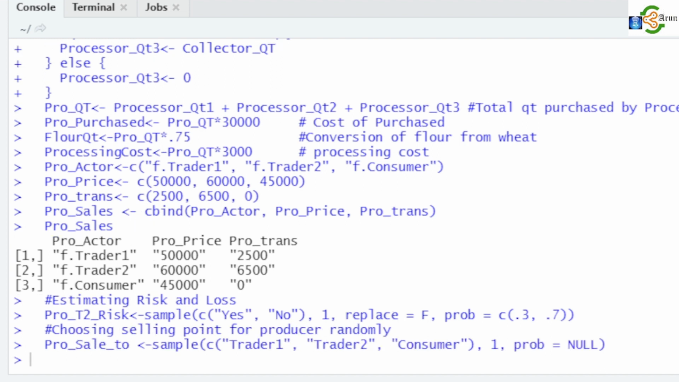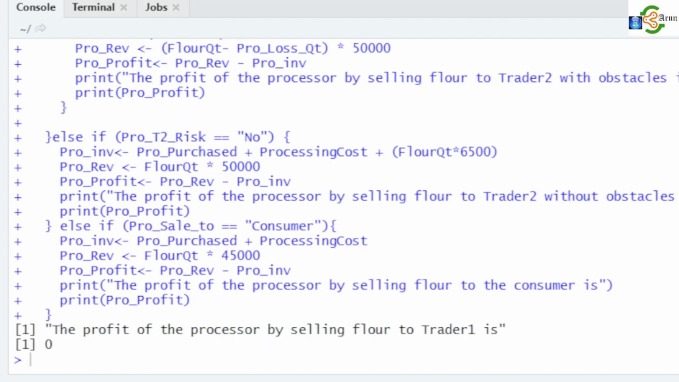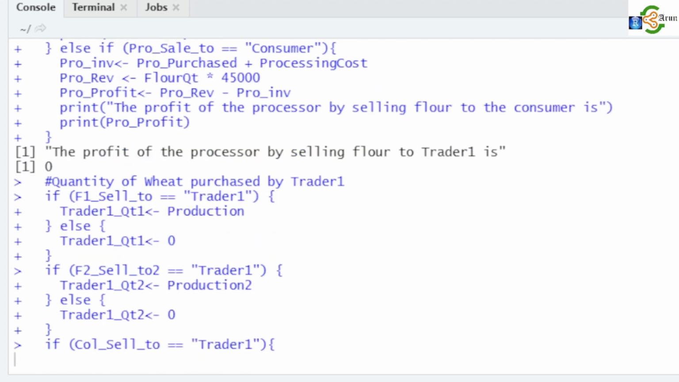Okay, so let's calculate the profit. Because there's no seller, neither farmers nor collectors sold their produce to the processor, so there is no business at all. It means there is zero profit. Okay, let's do some simulation for the consumers.